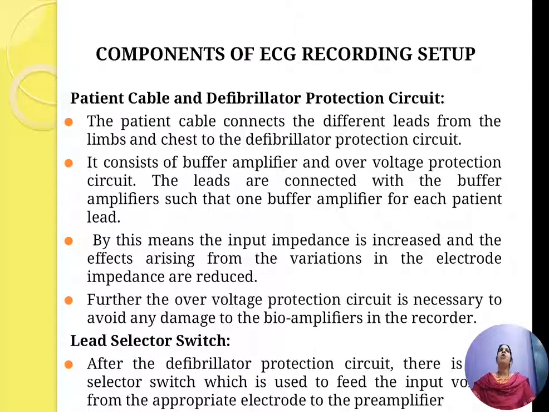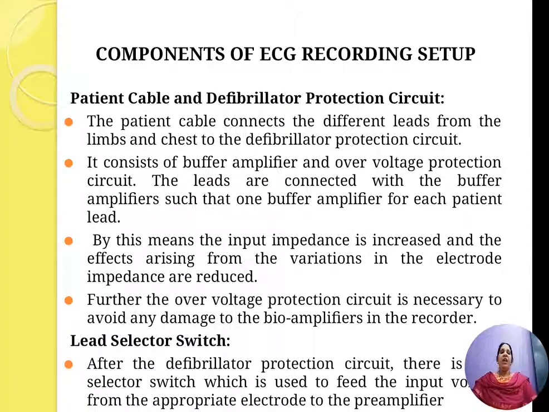By this means you are increasing the input impedance, and the effects that cause a variation in the electrode impedance are reduced. Further, an overvoltage protection circuit is necessary to avoid any damage to the bioamplifier in the recorder. The second stage of your ECG recording setup is your lead selector switch.